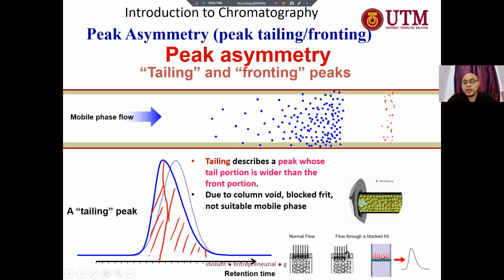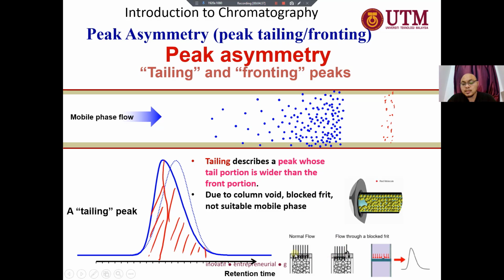When it happens, most of the analyte will move fast. If you can see here, the void is a bit large, so most of the analyte will move fast. Some of it will be left behind, because they move through the right path. So when it happens, it can cause the tailing peak, or it can be due to the blocked frit.